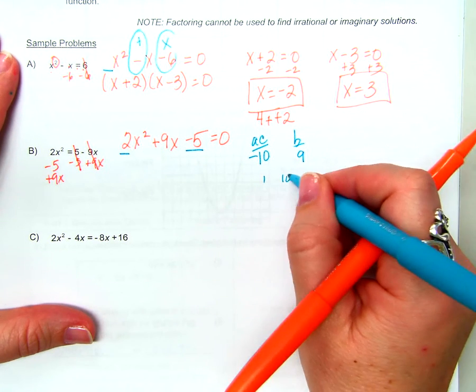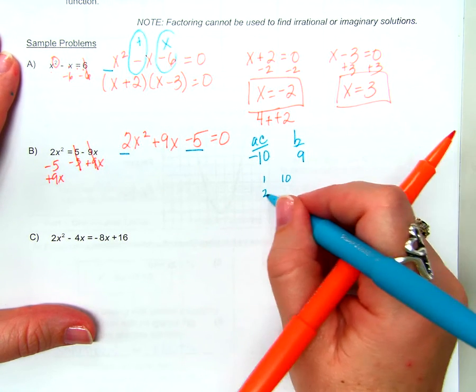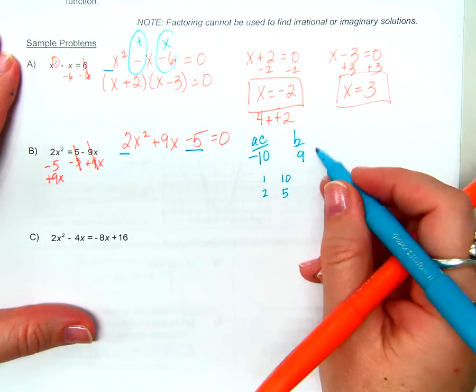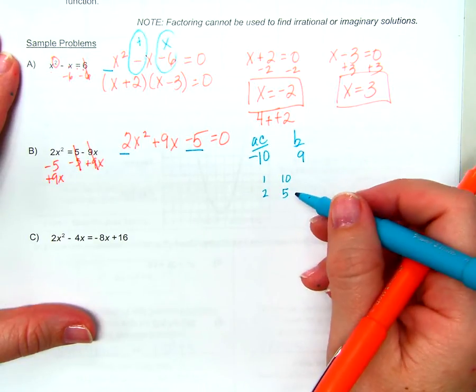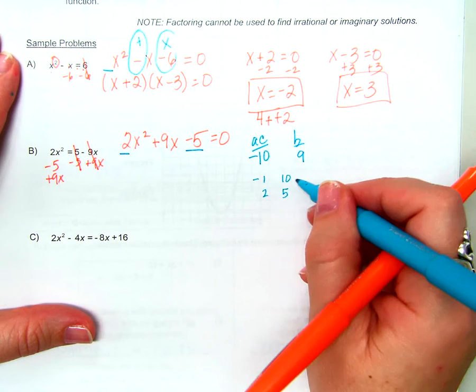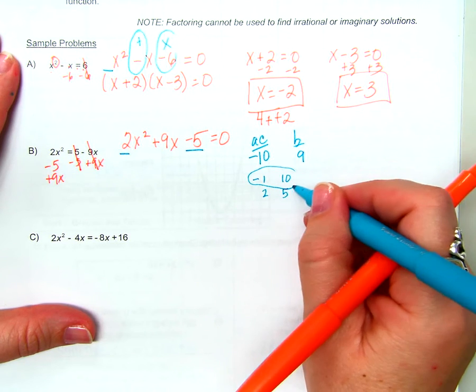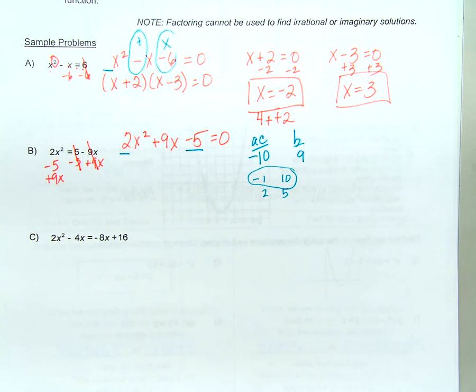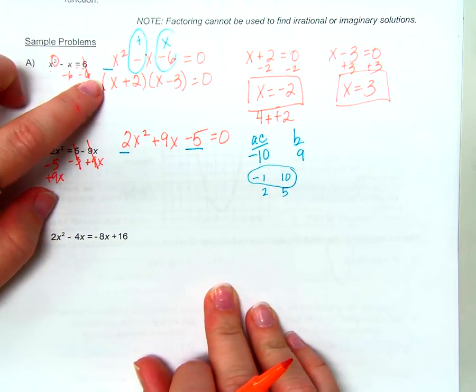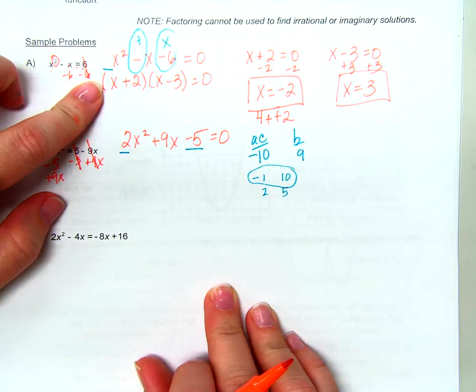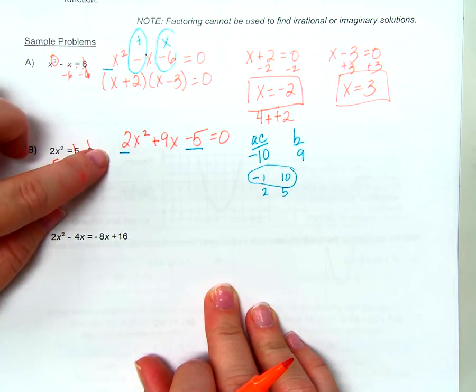One and 10 multiply to be 10. 2 and 5 multiply to be 10, but I've got to multiply to be negative 10 and add to be 9. What do you think it is? Negative 1 and 10. Those are the two numbers I need to use, right? But because my leading coefficient is not 1, I cannot go straight to my factors like I did up here. Okay? This is where we have to rewrite the problem. Do you remember that part?